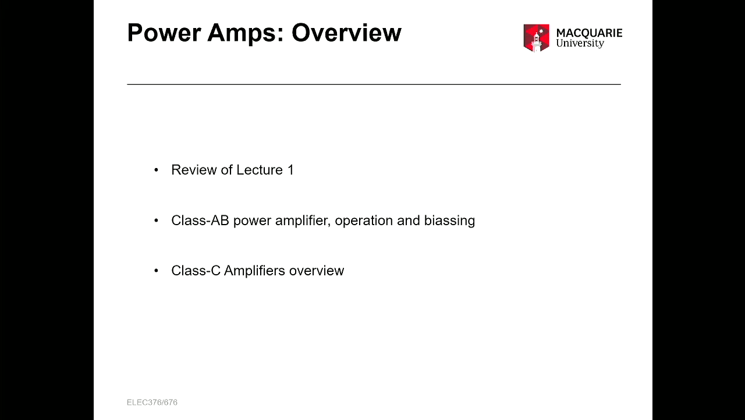Okay, so for today's lecture, we'll go over a little bit of the stuff we covered in lecture 1. We'll just review that briefly. Then we're going to talk about the class AB power amplifier and focus on how that operates and how you can bias that, because that one involves biasing. It's basically a class B with biasing added.